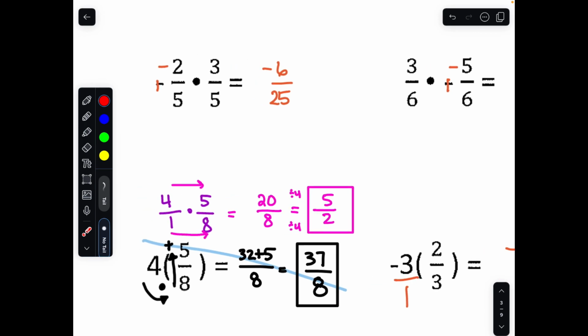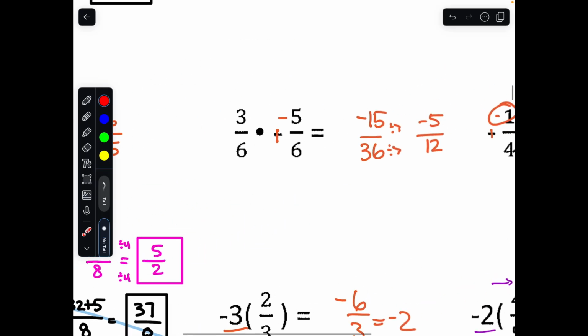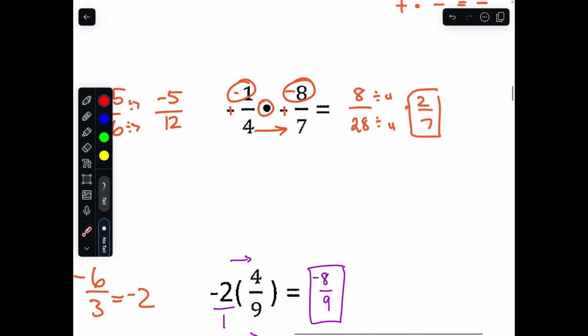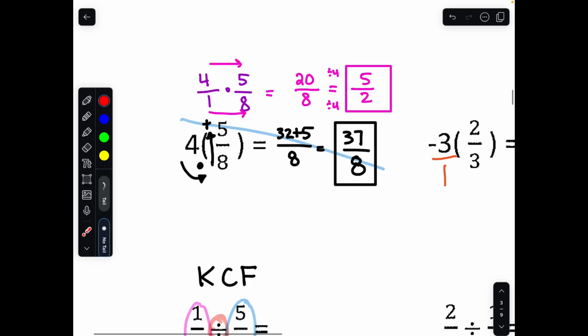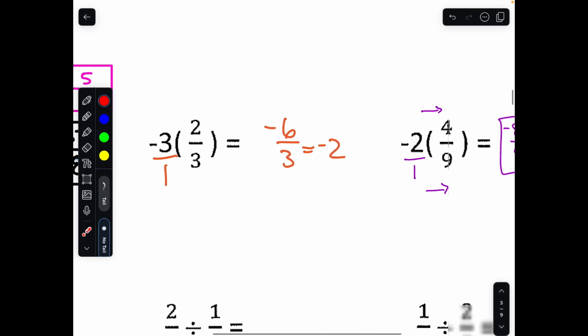Okay, so now we have this negative out here. We're going to go ahead and move that to the top, and then we multiply straight across and reduce if we can. Same with this one. And here. This was a bad sample in class. We went over it in class, so I'll move on to the next one.